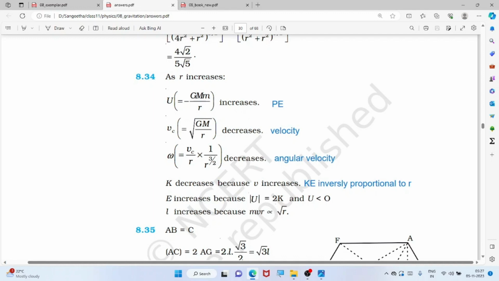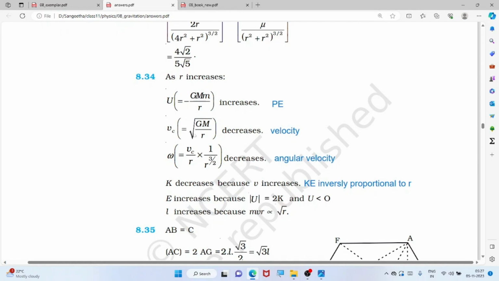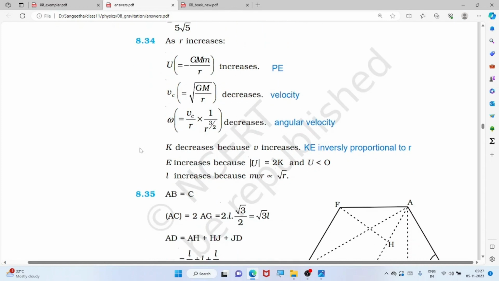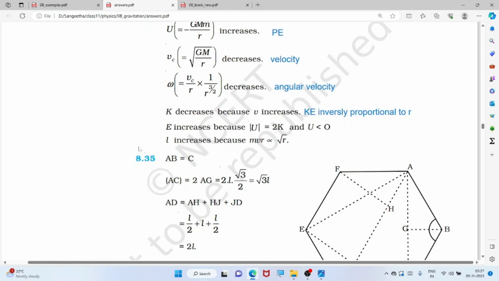Potential energy will increase as r increases. The velocity will decrease, angular velocity also will decrease, and kinetic energy decreases as it is inversely proportional to r. As r increases, K will decrease, total energy will increase, okay, and the angular momentum increases because it is directly proportional to the orbital radius.